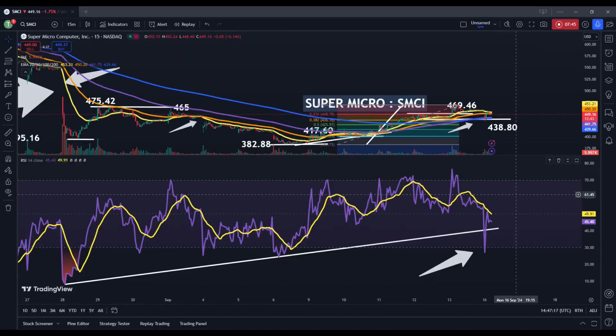So here's the current stock market update for Supermicro Computer Incorporated, stock ticker SMCI.